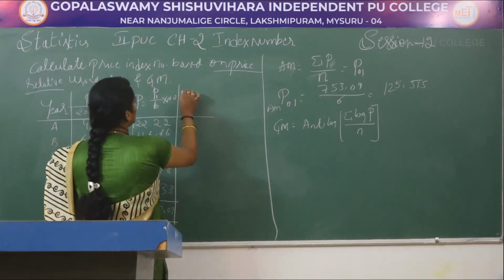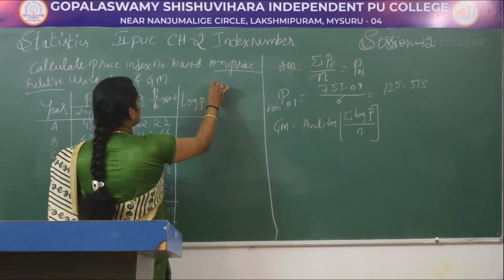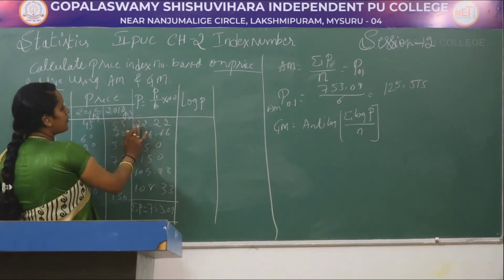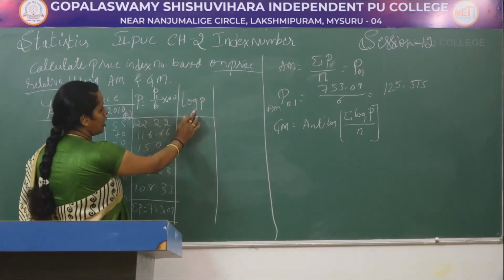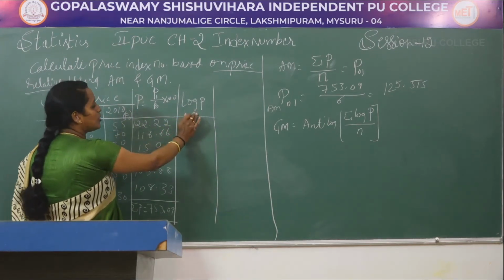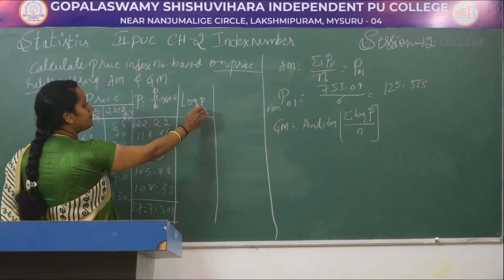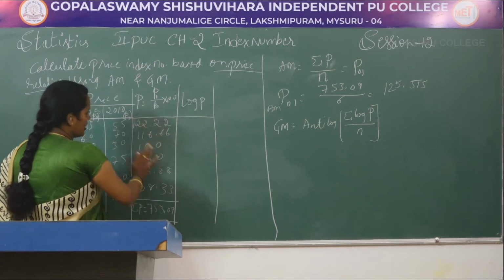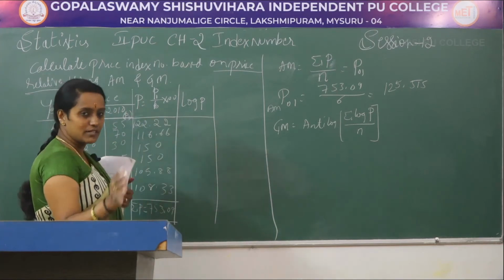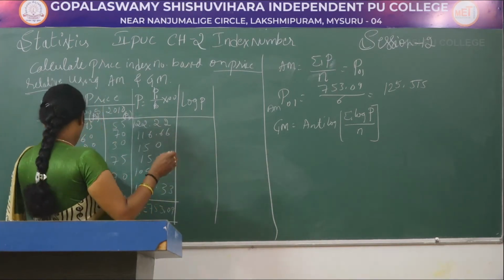So the next step is to calculate log P. Capital P is this column. We have to calculate the log value for this column, not for P0 or P1. We have to calculate the log of the price relative P values. You know how to find the log values using your scientific calculator, so go through that one.